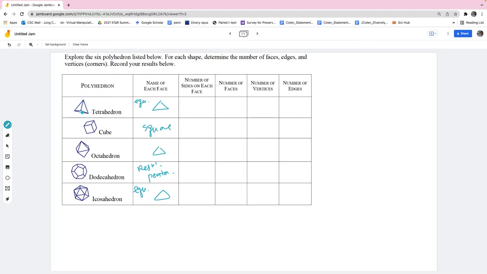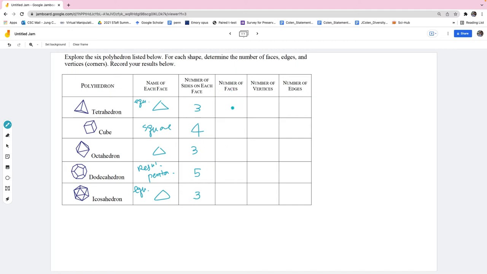Each face has how many sides? 1, 2, 3, because it's a triangle. There are 3. And a square has 4 sides. And a triangle has 3 sides. A pentagon has 5 sides. And the icosahedron's triangle has 3 sides.